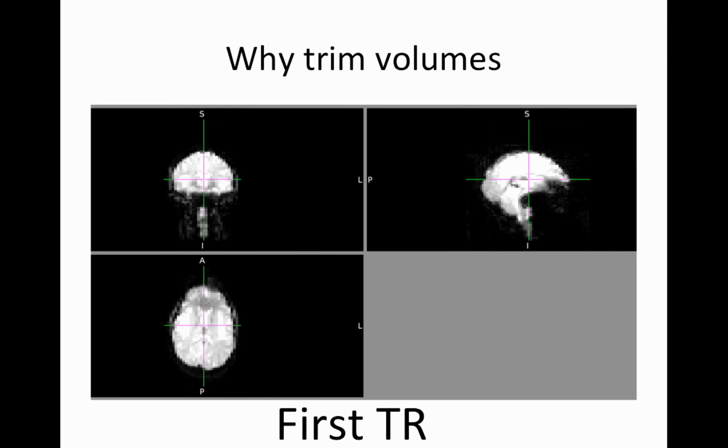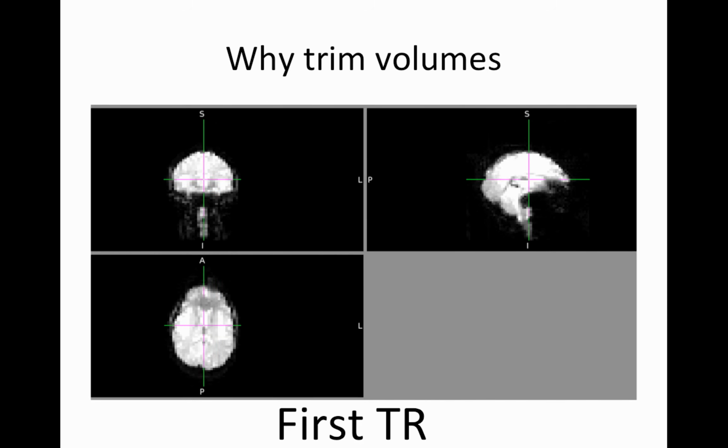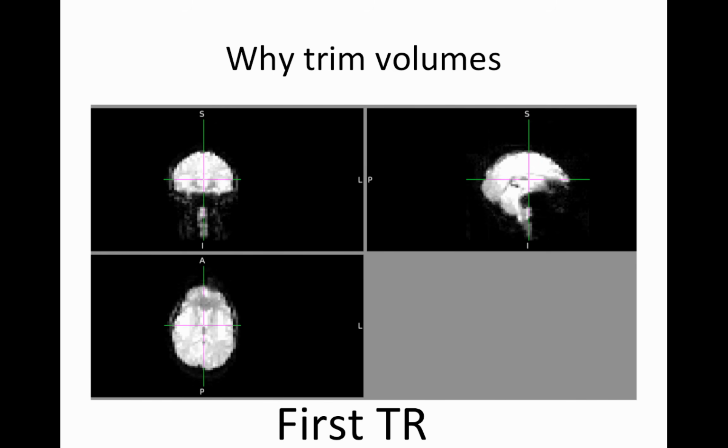So here's why you want to trim volumes. Take a look at this. This is the first TR, and compare it to the 4th TR. See how much brighter the first TR is? That's because the scanner was still warming up. Interesting factoid: with resting state data, they're actually showing that this scanner warm-up artifact lasts a lot longer than we thought it did. But anyway, that's another day. So typically it's from 0 to 5 volumes.